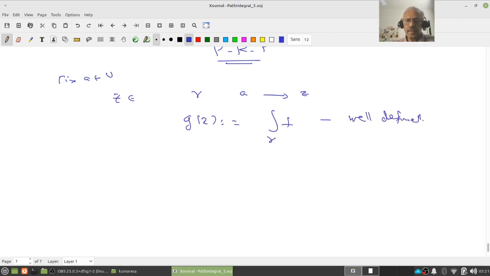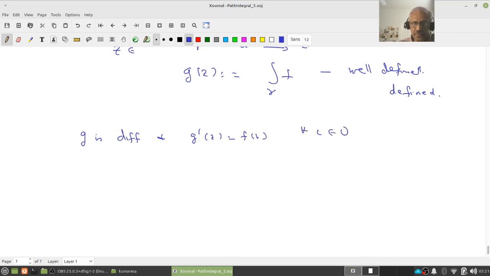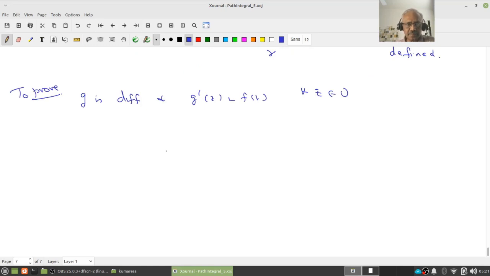Now what do we want to show? We want to show g is differentiable and g dash z is f of z for every z in U. This is all we want to prove. Yeah, let us do that.